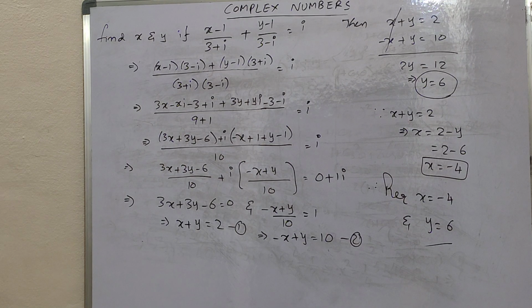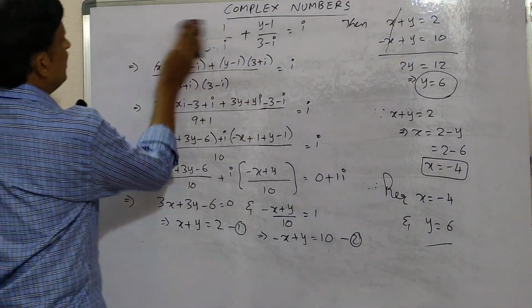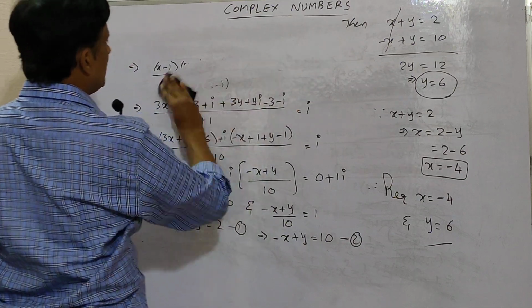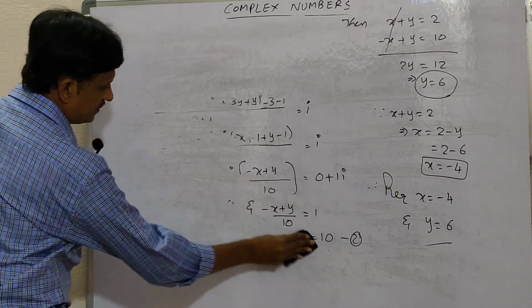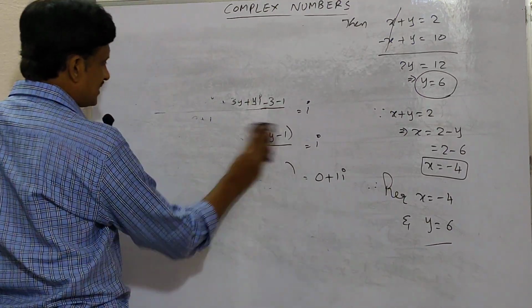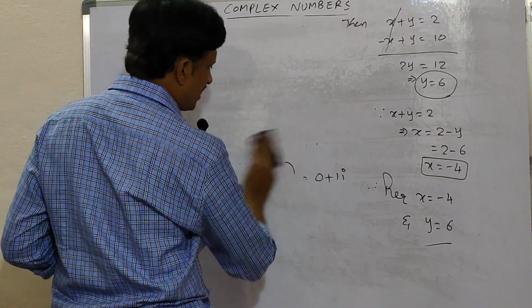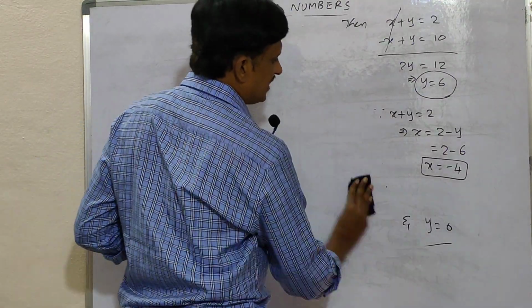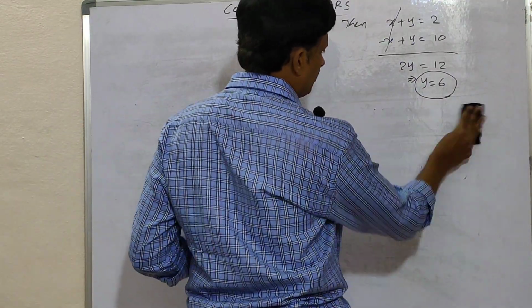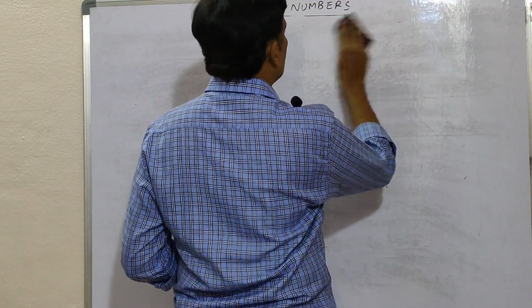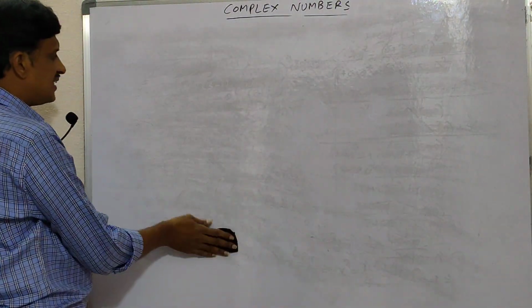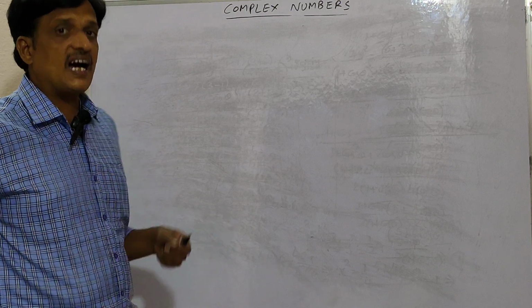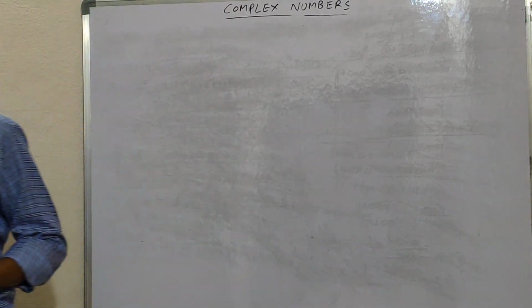And now, one more problem. Here two complex numbers are given. We need to prove that one is the conjugate of the other complex number. The first complex number is the conjugate of the second one, and the second one is the conjugate of the first complex number. So, you can take any one, either the first one or the second one, then find its conjugate. The other one we need to obtain here.